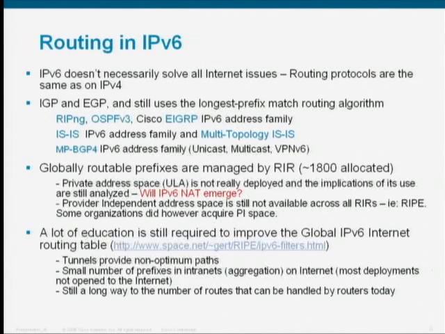Some registries are currently providing provider-independent space, which may not be the case in all regions. For example, right now in Europe, RIPE has not yet decided to allocate PI space. But what is more important is education. If I look at the current internet status for V6 today, there is still a lot of traffic going over tunnel. And that's creating a lot of trouble.